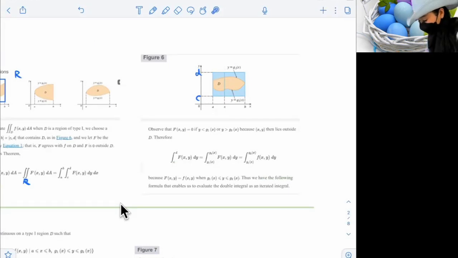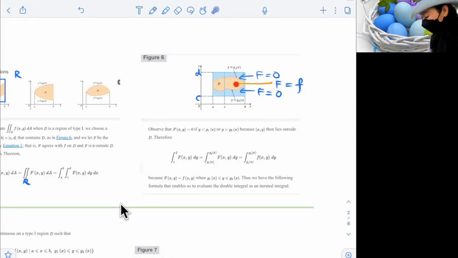All right, now what happened to the blue region here? Outside this orange region, in this blue region, what is the function value of the big F? Do you guys remember? It's equal to 0, right? It's equal to 0 outside. And then in this region D, the big F function is equal to the small f function.